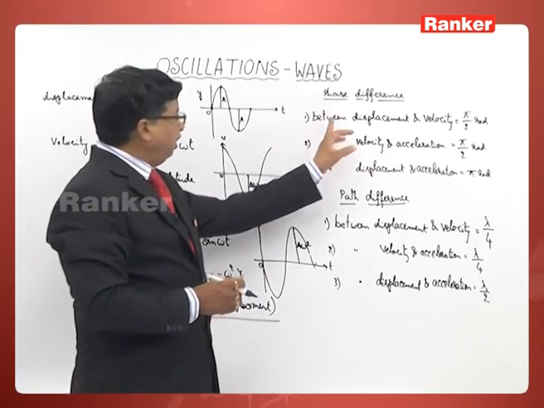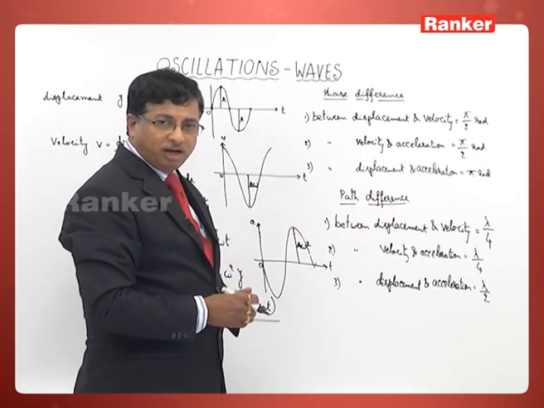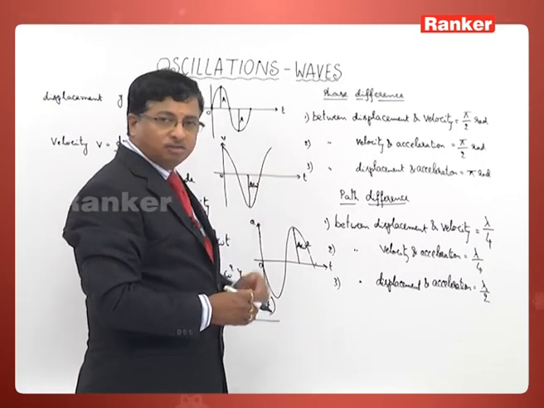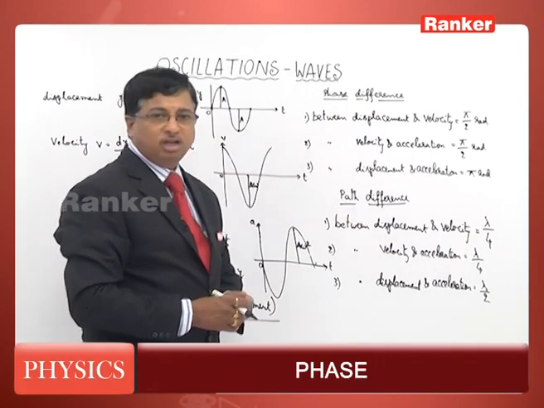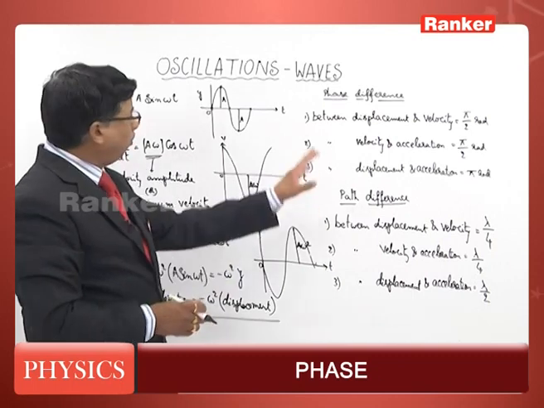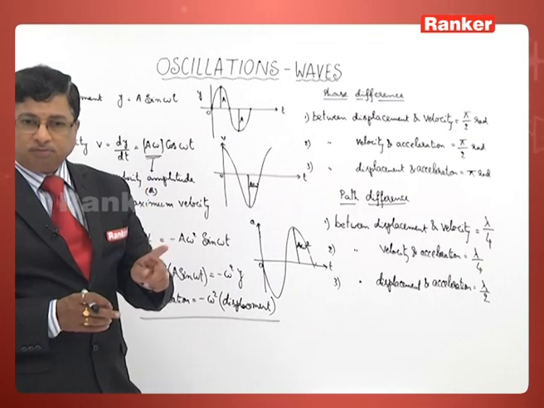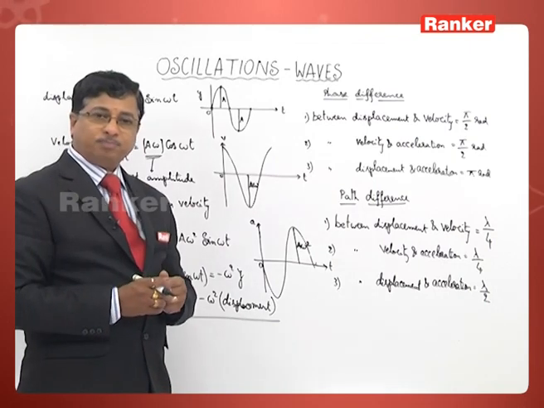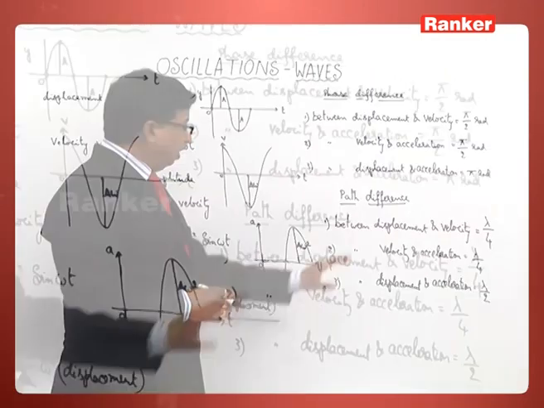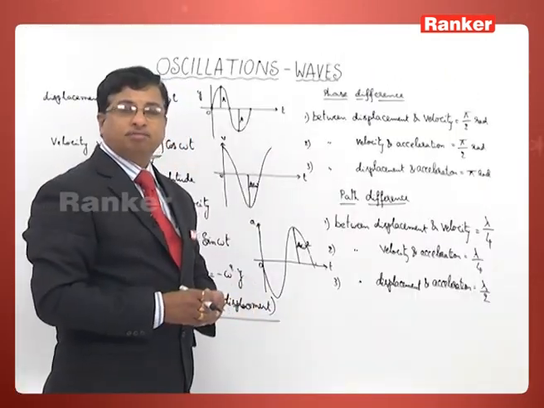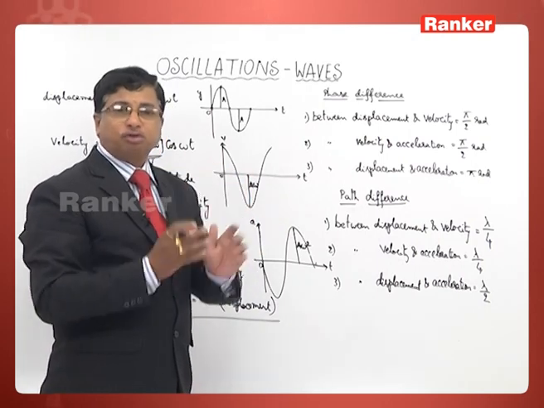So, we can say what the phase difference is between the graphs we have plotted for displacement, velocity and acceleration, and what the corresponding path differences are. Now that we have these, what is the relation between phase difference and path difference? Phase difference we have written in terms of angle, and path difference in terms of wavelength lambda, but what makes the relation between these two?